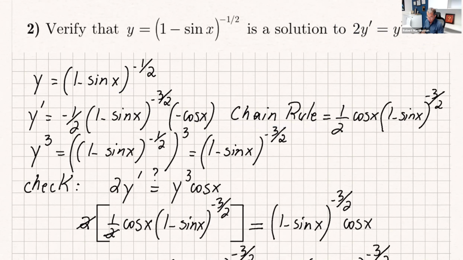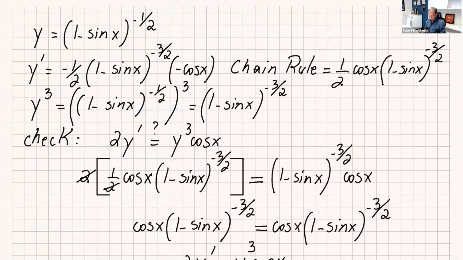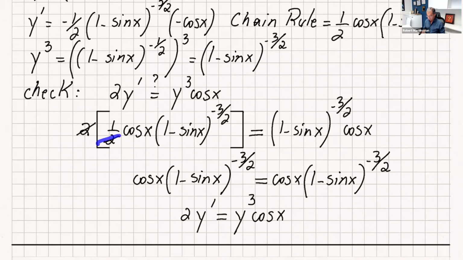So it's negative 1/2 times (1 minus sine x) to the power of negative 1/2 minus 1, which is negative 3/2, times the derivative of the base, which is negative cosine x. So then what you need on this side is y cubed. Y cubed means you take this function and cube it. That's what I did here. If you do that, exponent to exponent, you multiply, and you get (1 minus sine x) to the power of negative 3/2. Let's check if these are the same. We have the derivative, 2 times that. Is that equal to that function cubed, which we calculated here, times cosine x? So the 2's cancel, and we get cosine x times (1 minus sine x) to the power of negative 3/2 on both sides. So the solution is verified.